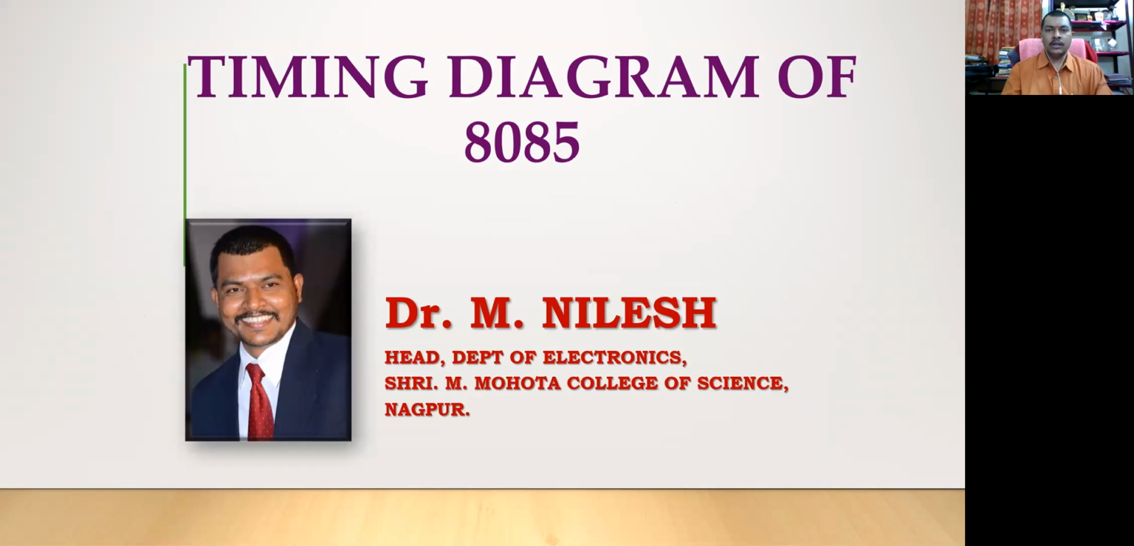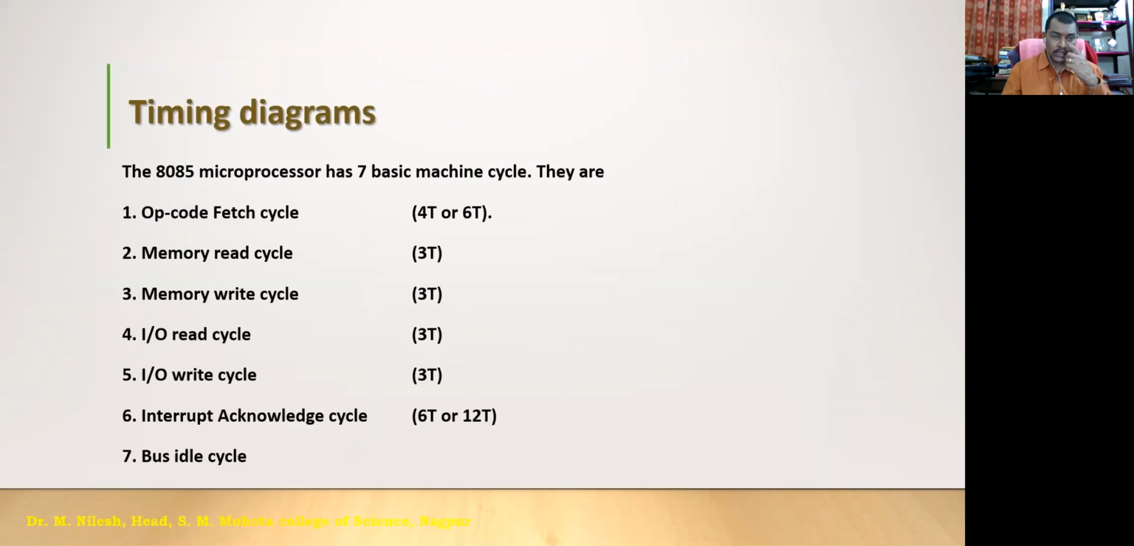8085 microprocessor. In that, what we have studied are the timing diagrams which are essential for the 8085. Now the 8085 microprocessor has 7 basic machine cycles. They are the opcode fetch cycle, which requires 4 T states or 6 T states depending on the fetch. Then the memory read cycle, that is 3 states. Memory write cycle again requires 3 states. Input output read cycle requires 3 states. Interrupt acknowledge cycles, 6 T states or 12 T states, and bus idle cycles.